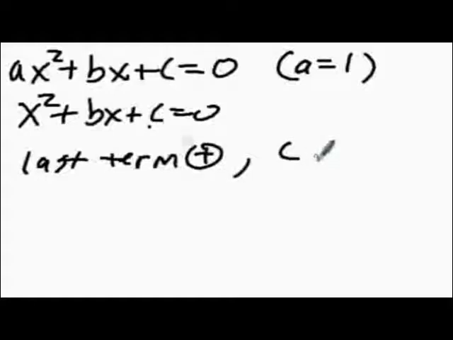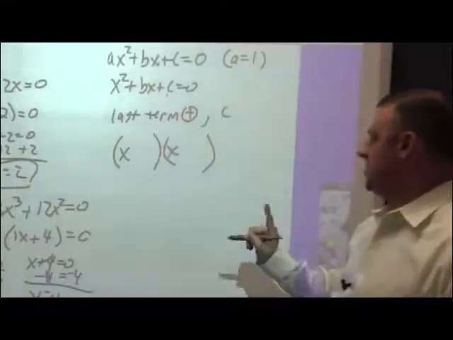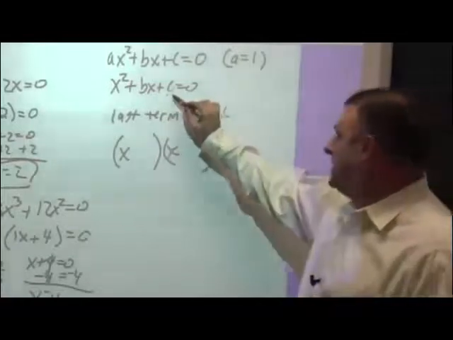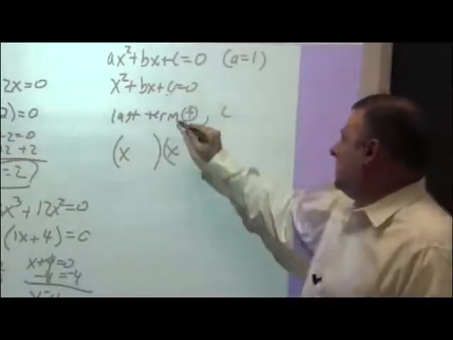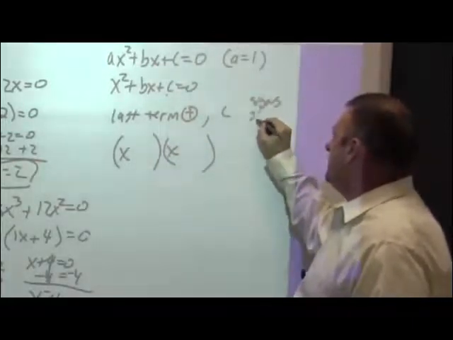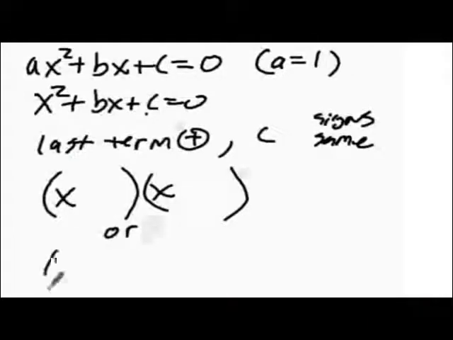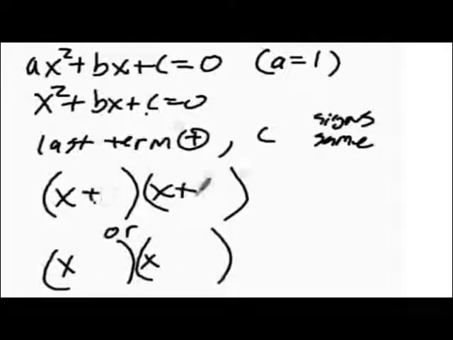If the last term is positive, you can make your set of parentheses, because it's going to factor into 2 sets of parentheses. You can put your x's in here, and then the signs are going to be the same when that last term, when this number here is positive. Last term positive, signs the same. So that means you're going to have 1 or 2 situations. You're going to have x plus, x plus, or x minus, x minus.